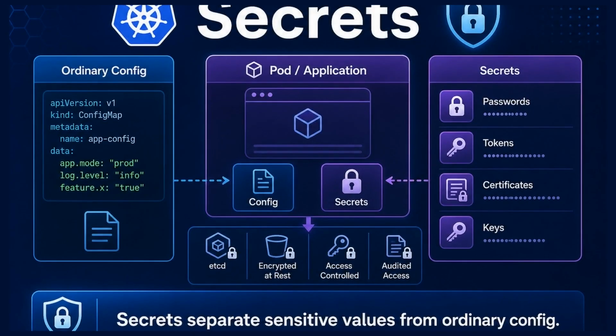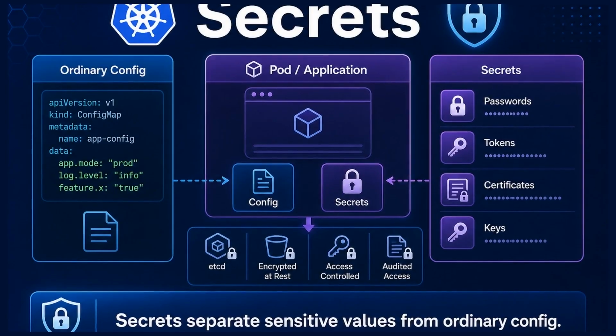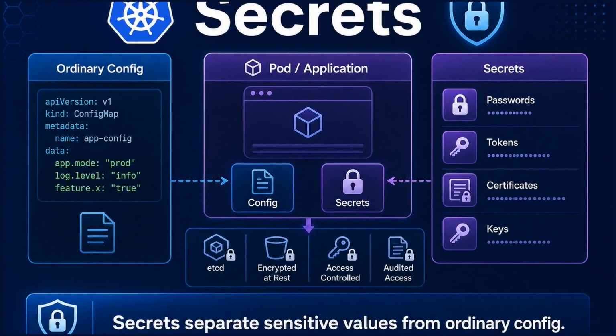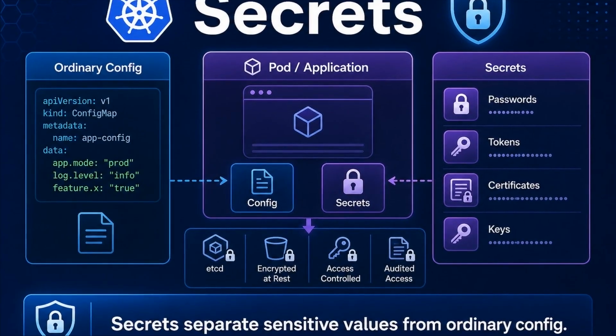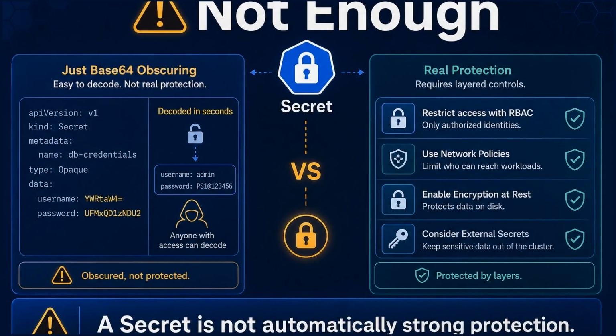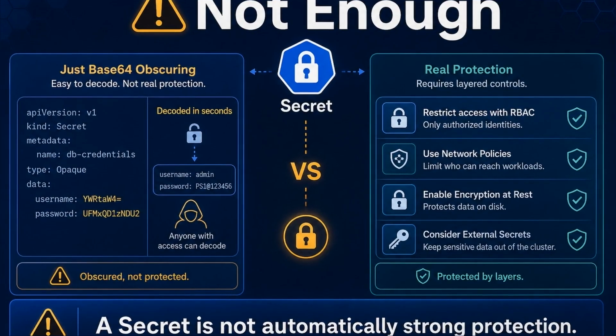Now let us talk about secrets. A Kubernetes secret is an object that stores sensitive values such as passwords, API tokens, certificates, or access keys. What is it for? It is for separating sensitive configuration from normal application configuration. Why do teams use it? Because secrets should not be treated like ordinary settings. But here is the warning. A Kubernetes secret is not automatically strong security just because it is named secret. If secrets are only base 64 encoded, they are merely obscured, not truly protected.